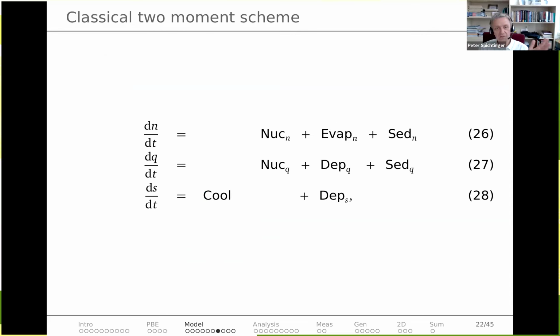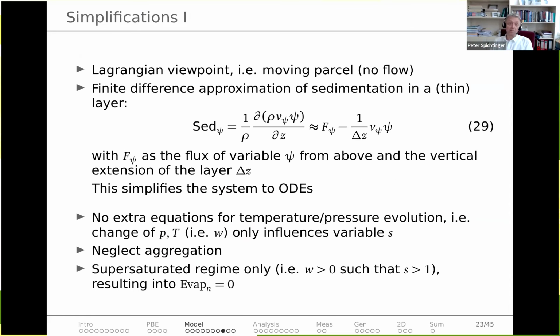And here we are. So this is the classical two-moment scheme with the number concentration, the mass concentration, and the supersaturation, which is balanced by a cooling, so a source term, nucleation terms, growth and evaporation terms, and sedimentation. This is more or less what we have. And now we can think about simplifications. So first of all, we have a Lagrangian point of view. So we just move with this parcel. And still sedimentation is a partial differential equation. So this is not really nice because we want to live in the ODE world. So what we do is we just discretize this with a flux from above and something which falls out. And this simplifies the system to ODEs.